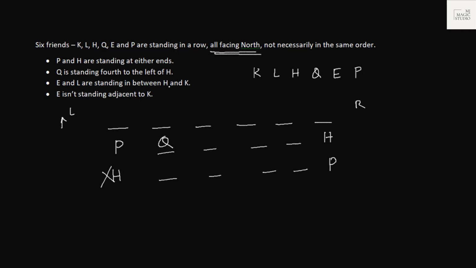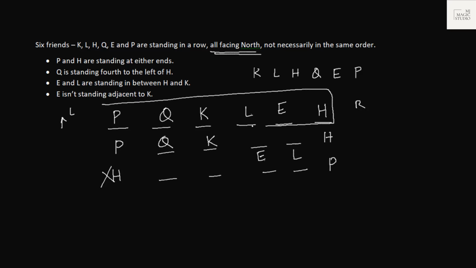E and L are standing in between H and K. H and K, here we should have K. And now these two positions are for EL or LE. E isn't standing adjacent to K. So beside K we can't have E, so it should be L. So the final position is P, Q, K, L, E, H. And now we are ready to answer whatever question they will ask.